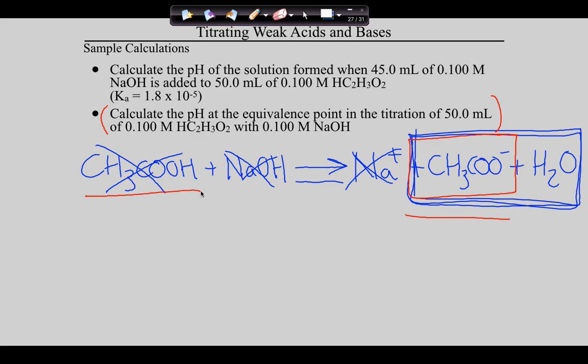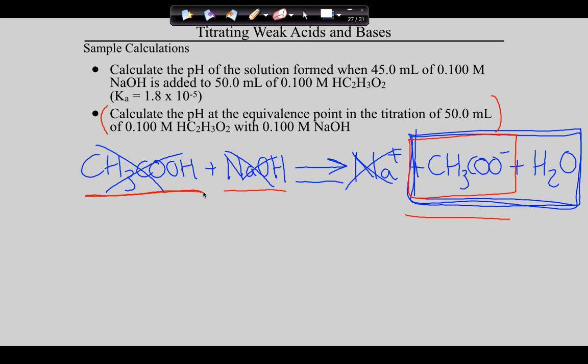Does that make sense? But at equivalence, isn't that also the same as this? It is. But just stay consistent with this. So the logic, if you're not following, is this: we need to know how much of this we've got. But we made it by titrating. So how do we know how much of that we've got? How much of this did we neutralize? That's a calculation we can do, because at equivalence we've got equal molar amounts.